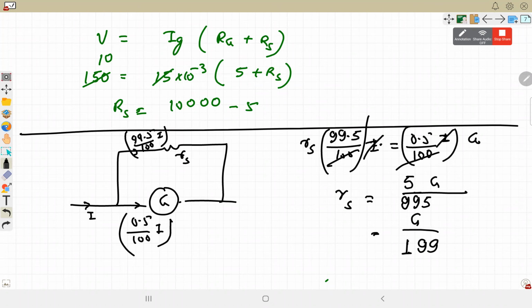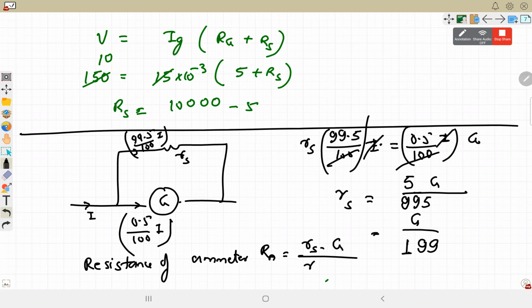But the question is asking the resistance of the ammeter. It's not asking only the shunt resistance. It's asking the resistance of the ammeter, and in the ammeter these two, the shunt resistance and the galvanometer, are connected in parallel. It will be shunt resistance into galvanometer divided by shunt resistance plus galvanometer. Substitute shunt resistance as G by 199.